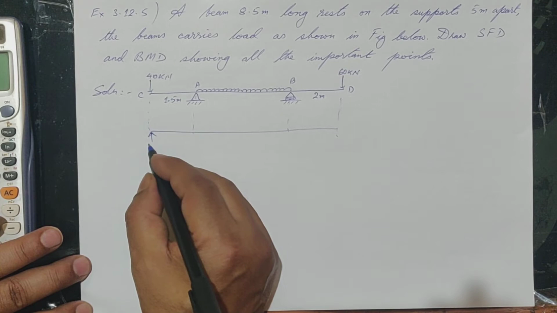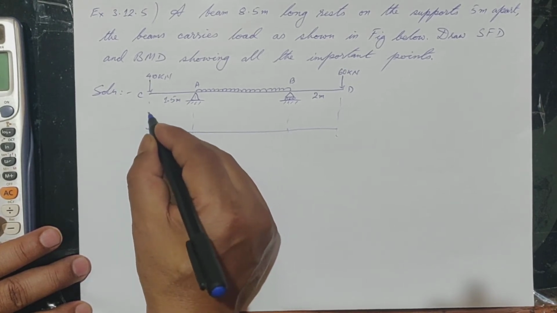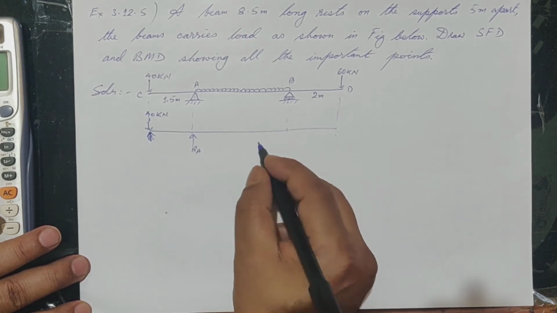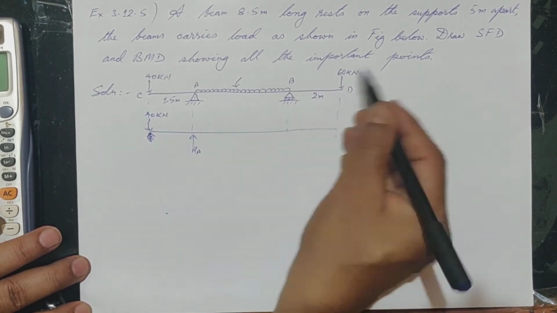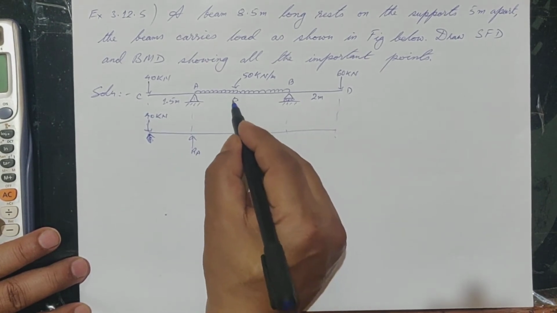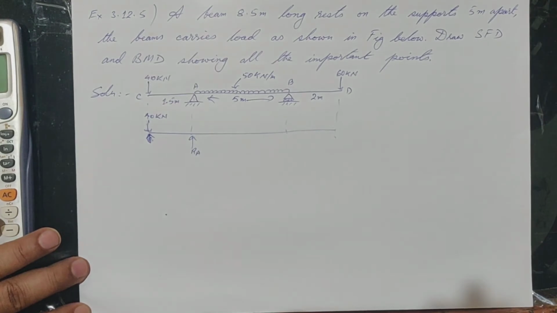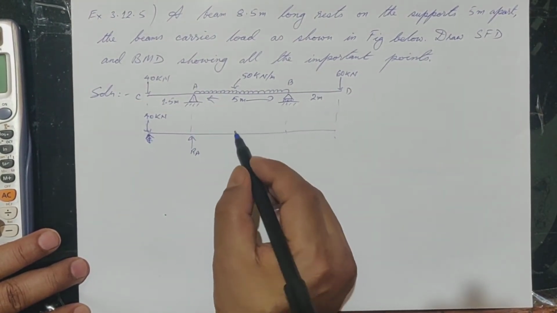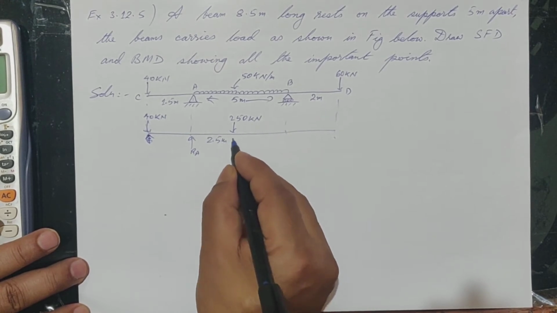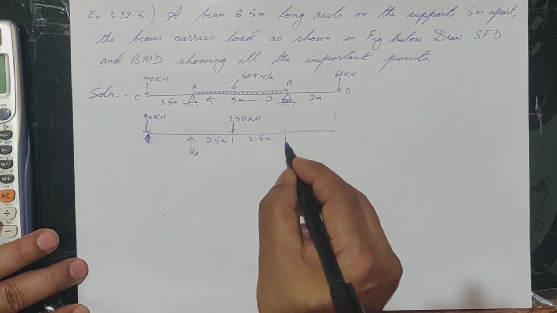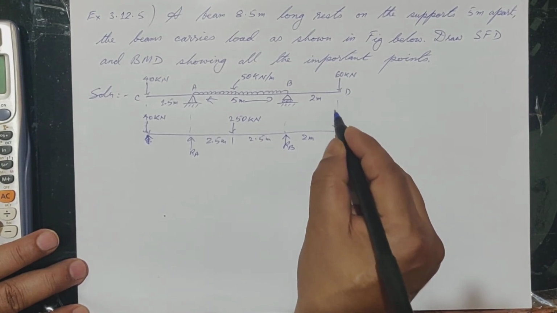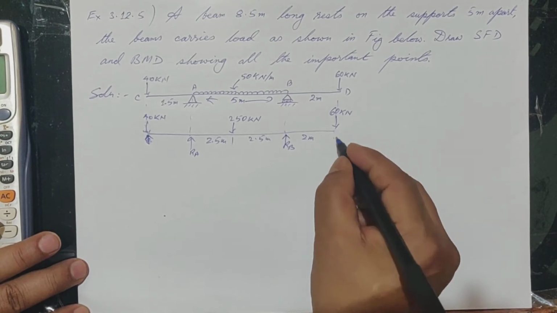Now here the load is from the top, that is 40 kilonewton. Here we have, suppose, RA. Now this was given as 50 kilonewton per meter, and this stretches for 5 meters. So if you convert it to point load, this becomes 250 kilonewton, and it is acting at 2.5 meters from here. Then we have RB. Then for another 2 meters, we have another load of 60 kilonewton at D.